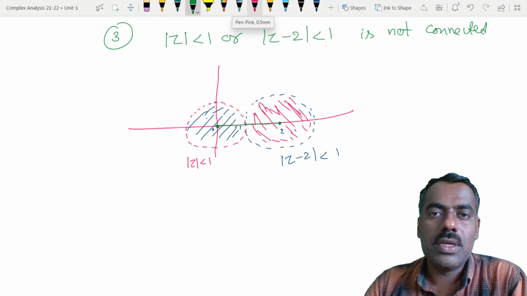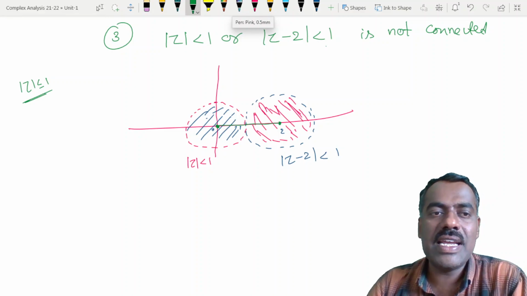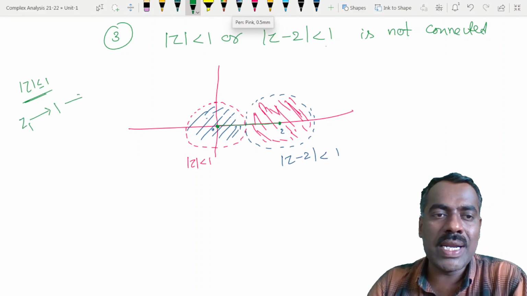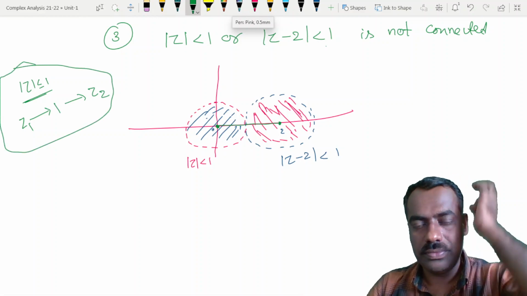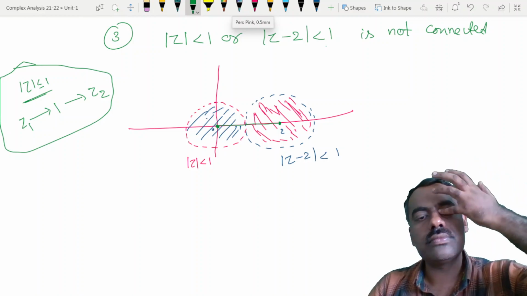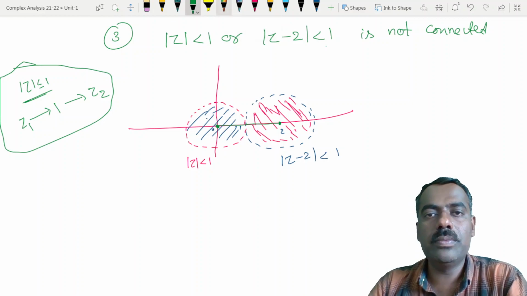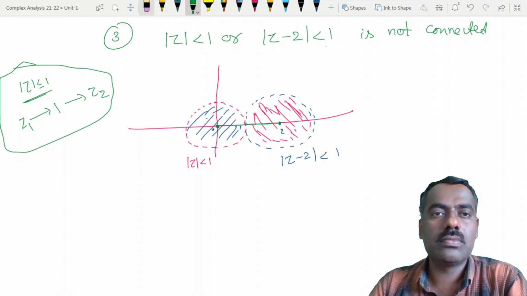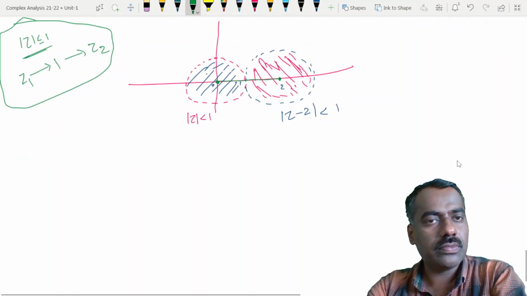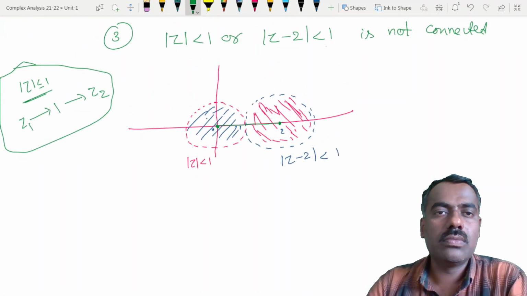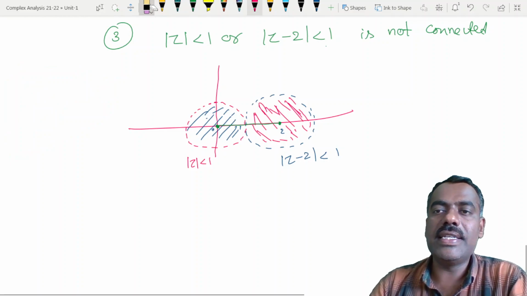Is your doubt clear? If mod Z is less than or equal to 1, then you connect Z1 to 1, then 1 to Z2, right? So the moment you use just the less than or equal to 1, then it is connected.